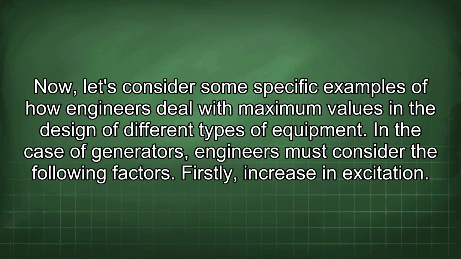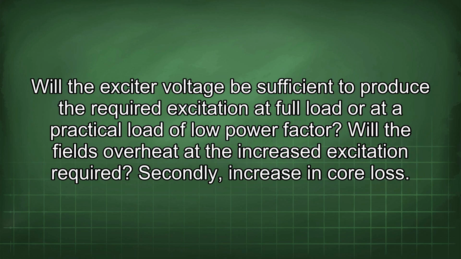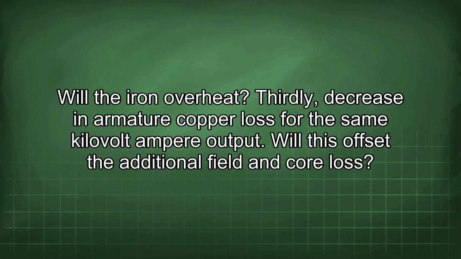Now, let's consider some specific examples of how engineers deal with maximum values in the design of different types of equipment. In the case of generators, engineers must consider the following factors. Firstly, increase in excitation. Will the exciter voltage be sufficient to produce the required excitation at full load or at a practical load of low power factor? Will the fields overheat at the increased excitation required? Secondly, increase in core loss. Will the iron overheat? Thirdly, decrease in armature copper loss for the same kilovolt ampere output. Will this offset the additional field and core loss?